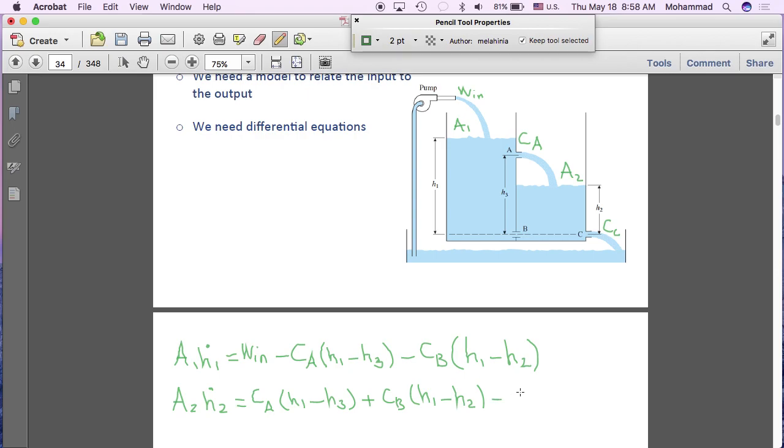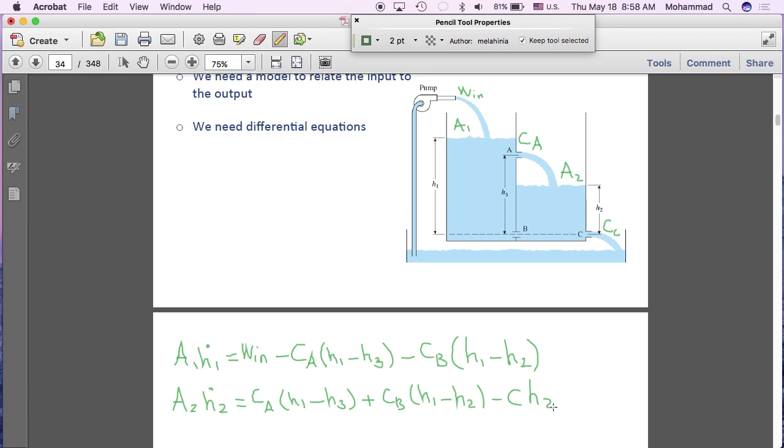So minus C at point C multiplied by what? By H2. Multiplied by H2. So did we capture every possibility here?